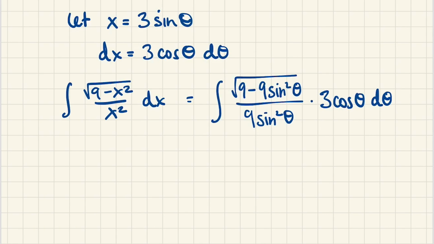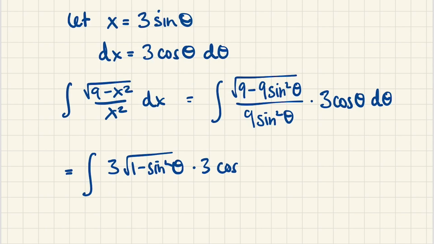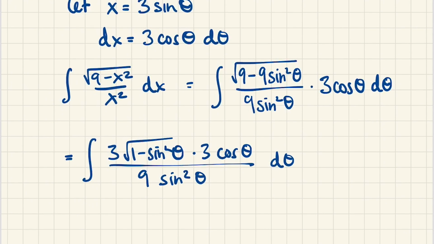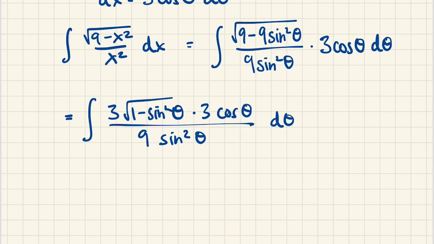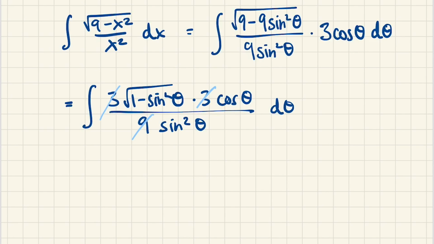So, of course, now we have this mess of a trigonometric integral. Let's clean it up however we can and see what we've got. You can factor the square root of 9 out of the square root, so of course that's 3. So we have 3 times the square root of 1 minus sine squared times 3 cosine of theta. This is all over 9 sine squared of theta, and we have d theta. Okay, so 3 times 3 is 9, which cancels with the 9, so that's particularly convenient.